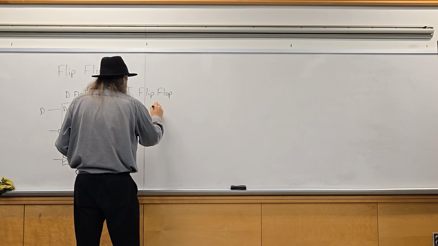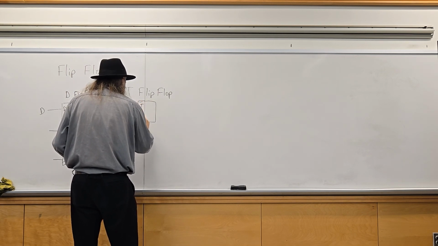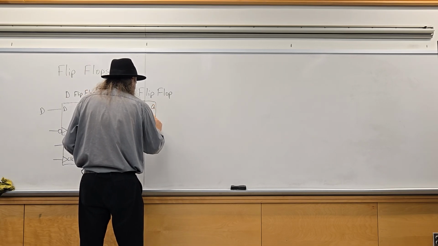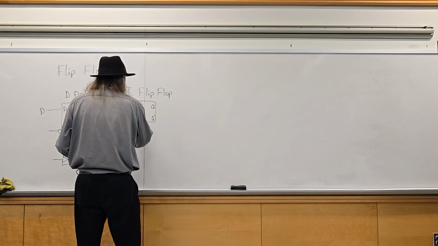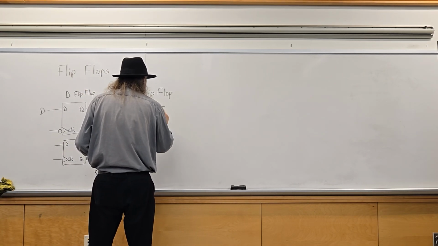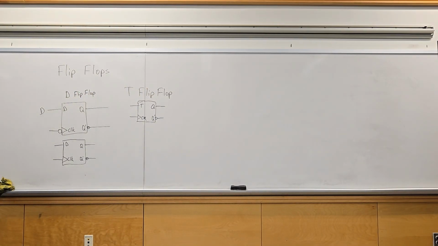Block diagram, the block symbol is T, CK, Q, Q prime. So that's the block symbol for the T flip-flop.